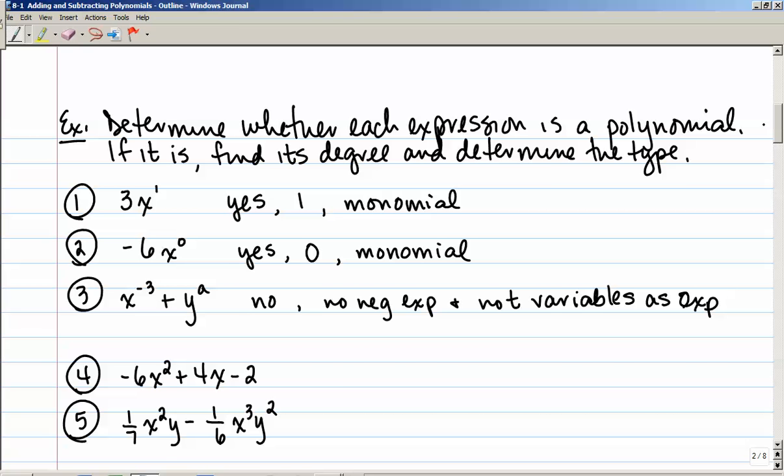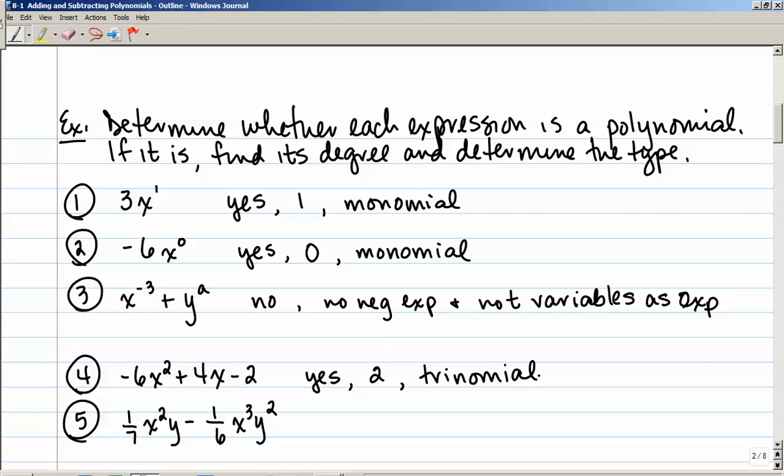Number 4, -6x squared plus 4x minus 2. Okay, it doesn't look like we've broken any of our rules, so yes, this is indeed a polynomial. Its degree is 2, because that's the highest power. And since there are 3 terms, one term is -6x squared, the other is 4x, the other is -2, this is a trinomial, because it has 3 terms.